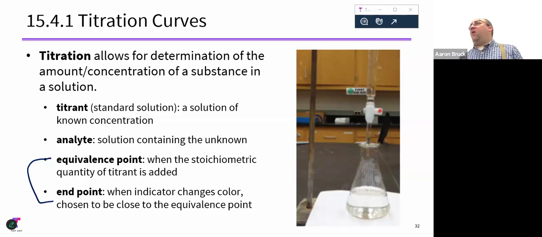And this gives us at least a rough estimate of where the equivalence point is, and we can use that to figure out the kinds of calculations that we were doing in Chem 105, where we were calculating concentrations or volumes or something along those lines.